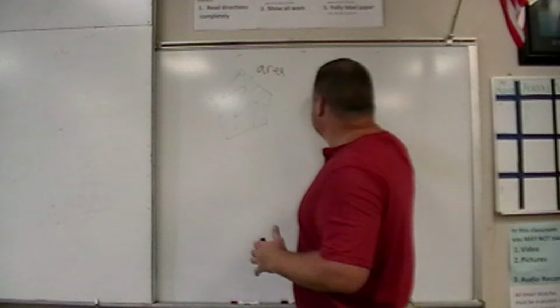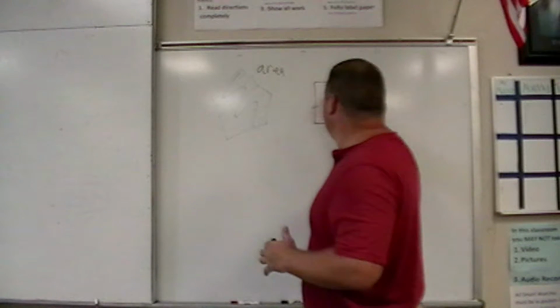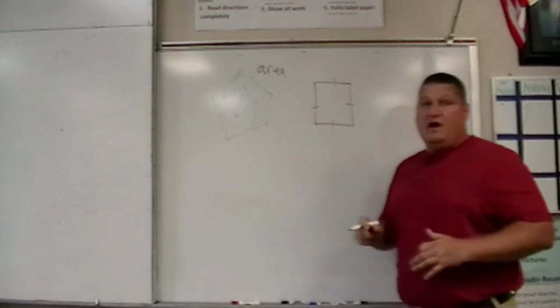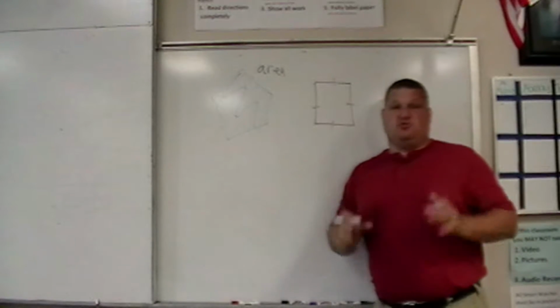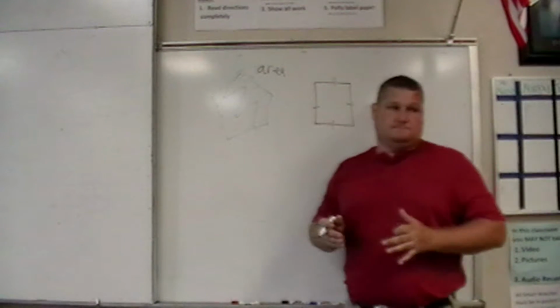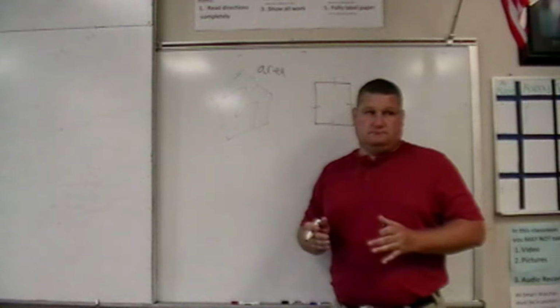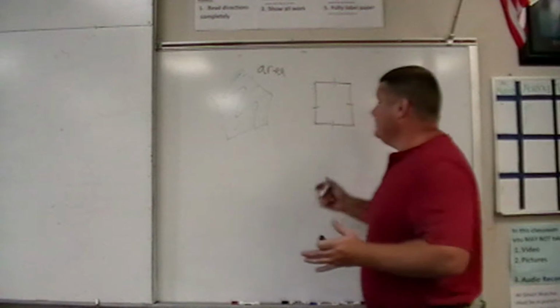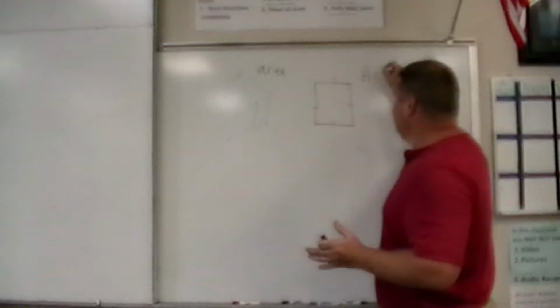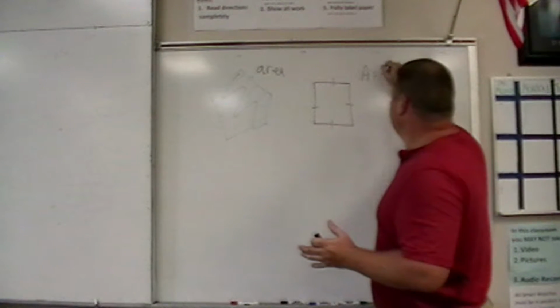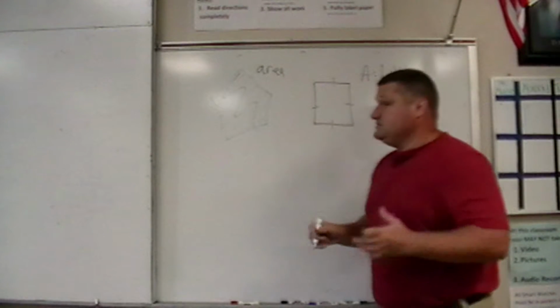And if we start with, let's say, a square. What is the area of a square? How do I find the area of a square? Length times width. Okay. So let's go length times width. All right. So length times width.